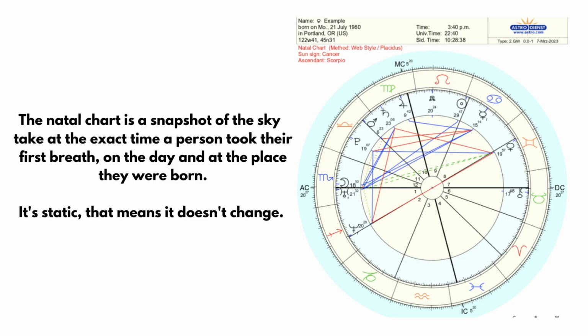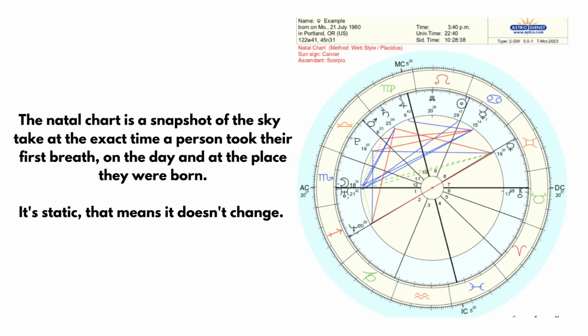So, first of all, you probably have a birth chart or you've heard of a birth chart or a natal chart. It means the same thing. The natal chart is a snapshot of the sky taken at the exact same time a person took their first breath. Now, it's first breath. It doesn't always get written down on the birth certificate like that. But first breath is when life begins traditionally on the day at the place where they were born.